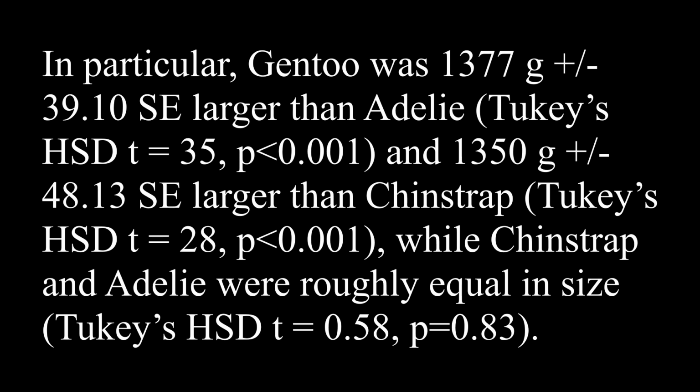And 1,350 grams plus or minus 48.13 standard error larger than Chinstrap. Tukey's HSD, t equals 28, p less than 0.001, while Chinstrap and Adelie were roughly equal in size. Tukey's HSD, t equals 0.58, p equals 0.83. And again, that was from the table that we just looked at. This is how to state it formally in your conclusions.